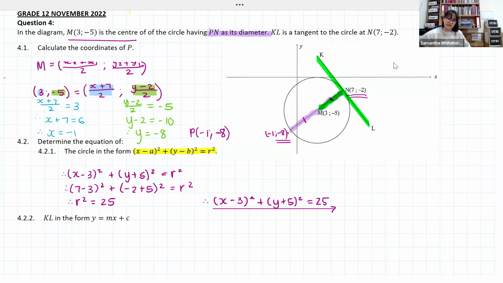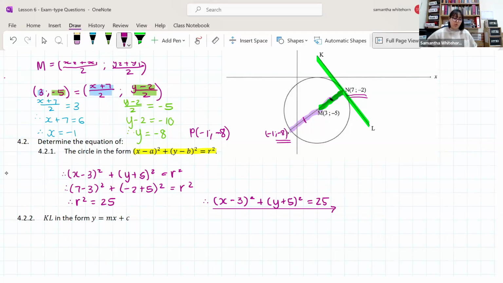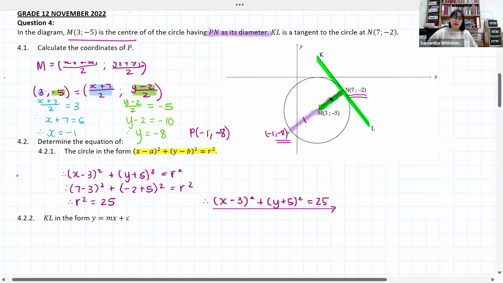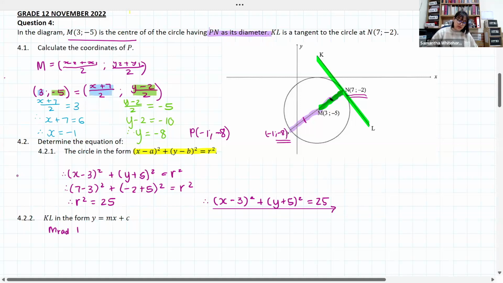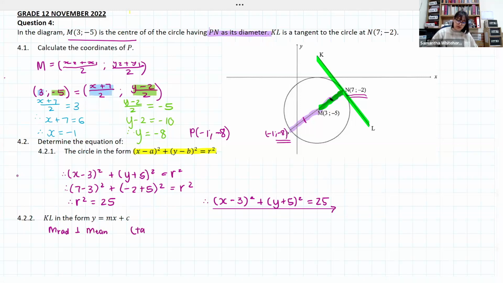Hey guys, let's have a look. It looks like we're on the right track. Those of you who sent me messages, let's just double check what we've got going on. So we actually know nothing about the straight line except for one coordinate on it, which is not enough. But what we need to remember is that the gradient of your radius is perpendicular to the gradient of your tangent because of our tan perp rad theorem.